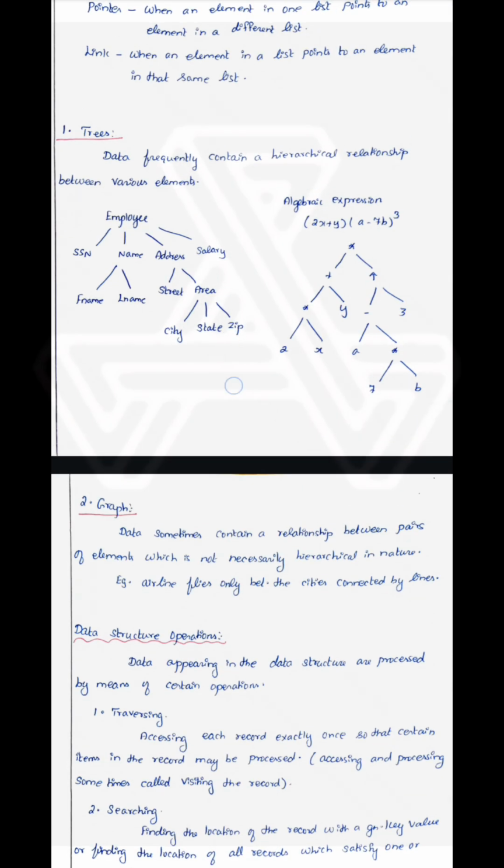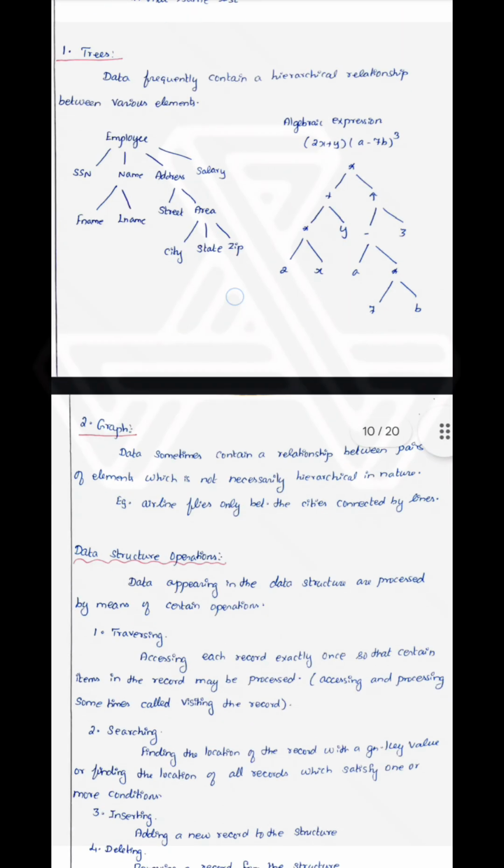Trees. Data frequently contain a hierarchical relationship between various elements. Employee: SSN, name, address, sales. Name: last name, first name. Then address: street, area, city, state, zip, then the salary. An algebraic expression will be like 2x plus y, then a minus 7b whole cube.